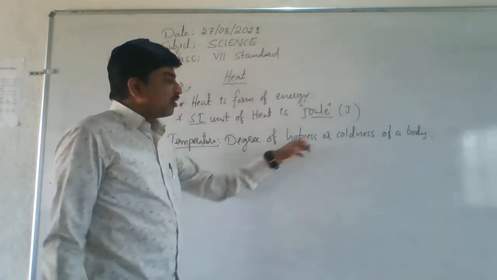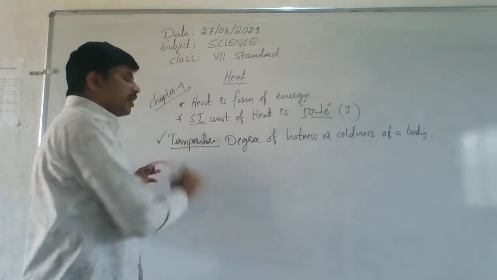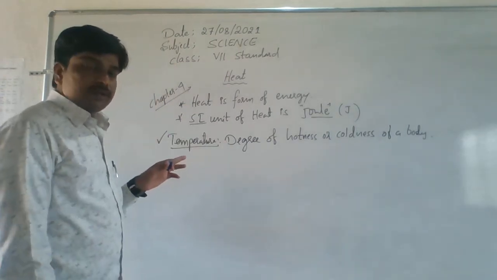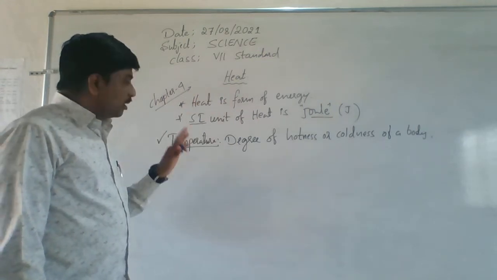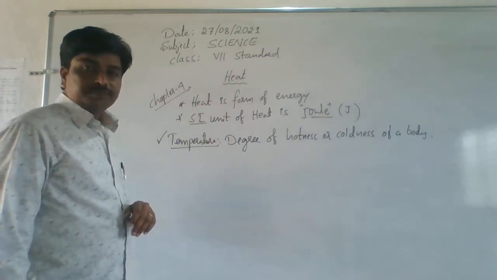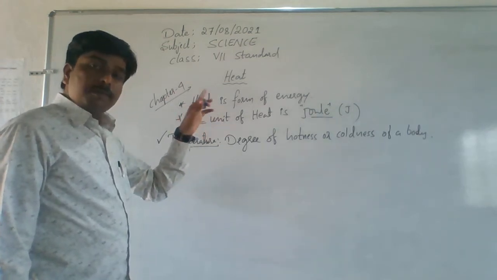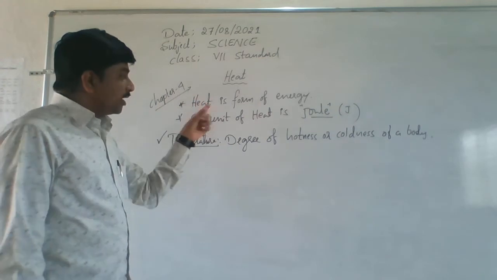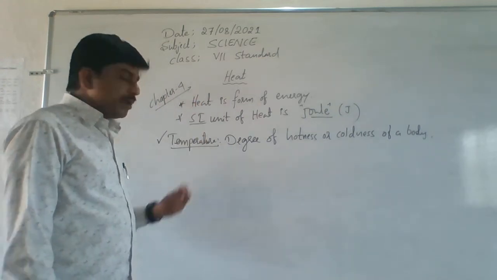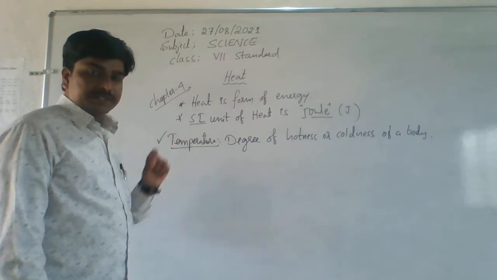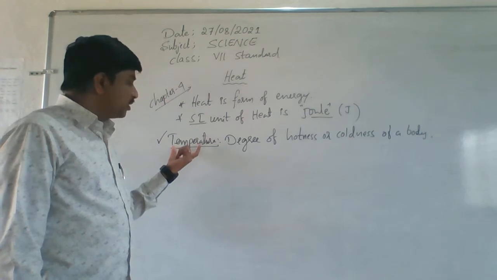Degree of hotness or coldness of a body is called temperature. Understand? Temperature measures the heat, so temperature is a part of that heat. The total kinetic energy of all particles present in the matter is called heat. That is total kinetic energy. But temperature is an average kinetic energy of that matter.